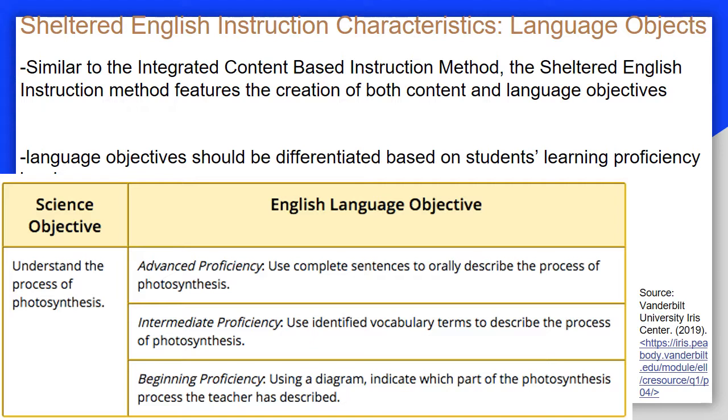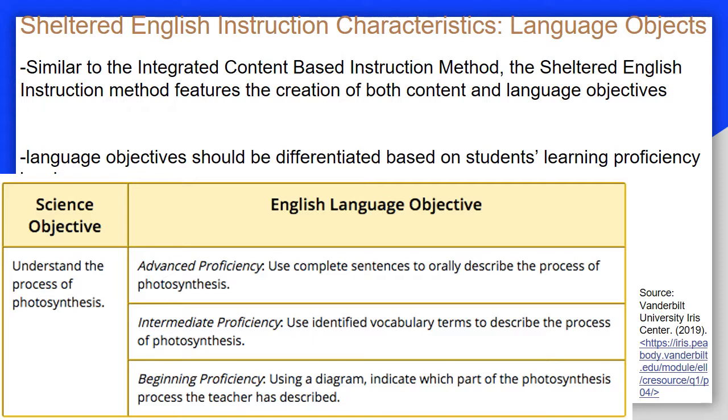Something that's important is that often when you're making your language objectives according to the sheltered English instructional method, you need to have a language objective for the different levels of language proficiency of your students. So here's a good example, and it also comes from Vanderbilt University. Let's say you had the science objective, understanding the process of photosynthesis. That would be your content objective. So understand photosynthesis in science.